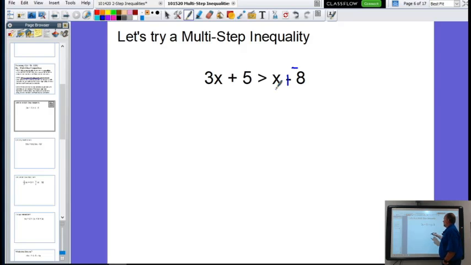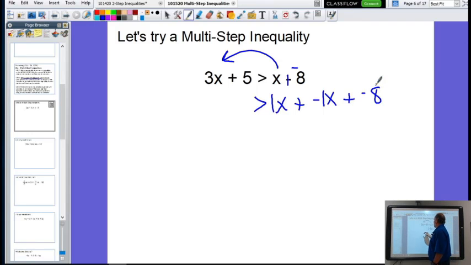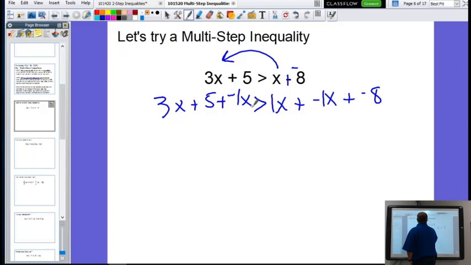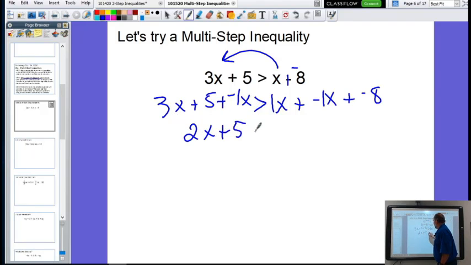So the first thing I'm going to do is get this x over to be with that 3x. And we do it the same way we did in the equation. I'm going to start at the inequality, and I'm going to write x plus negative x, and we know each of those would have 1s in front of them, plus negative 8. And then over here I'd write 3x plus 5 plus negative 1x, or just negative x. And now I simplify. 3x and negative 1x make 2x plus 5 is greater than, over here my x's go away, and I'm left with negative 8.